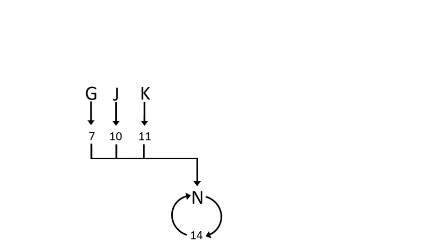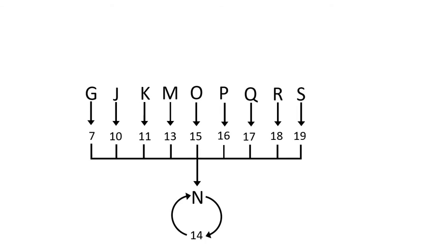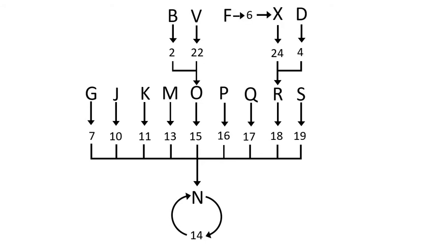There's N and 14 again, but this time by themselves because 14 ends with N. And also ending with N is 7, 10, 11, 13, 15, 16, 17, 18, and 19. And ending with O is 2 and 22. And ending with R is 4 and 24. And ending with X is 6 and 26. And that's all of them.